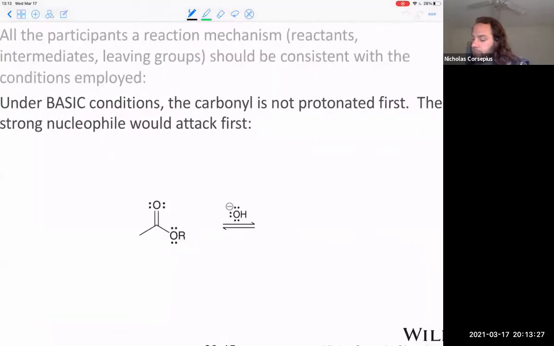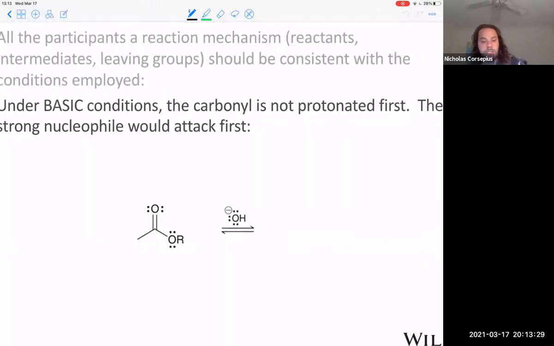We'll also have reactions that take place under basic conditions. What would have been the first step there? Well, now we're allowed to have negatively charged intermediates. So the first step is simply nucleophilic attack. Now we have our negatively charged tetrahedral intermediate. That's okay because we're in basic conditions.